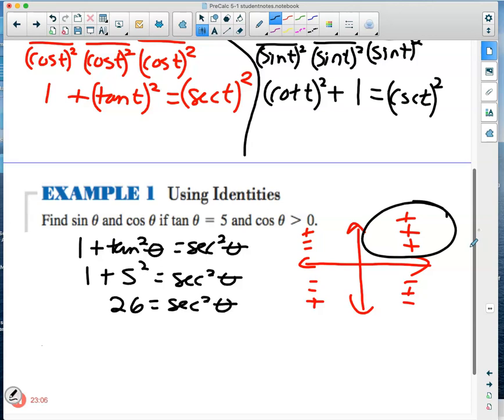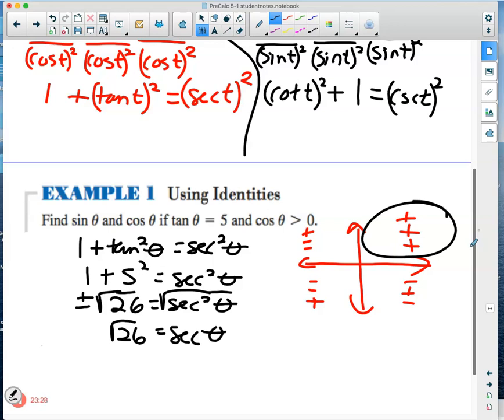Okay, well then I have to take the square root of both sides, and that would mean doing the plus or minus thing. So if I hadn't already started to think about the quadrants, hopefully at this point I'd go, oh yeah, I got to know what quadrant this is in. But I know it's in the first quadrant, so I need the positive square root of 26.